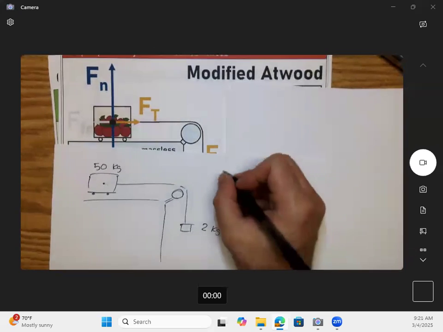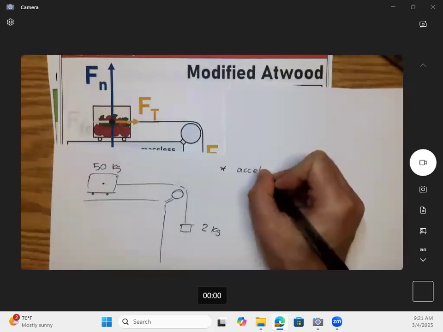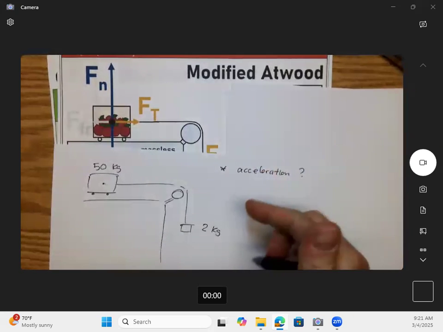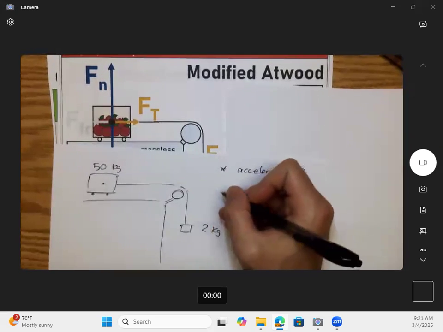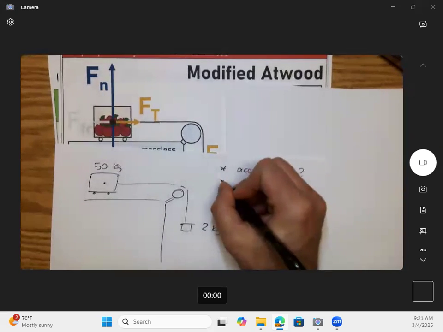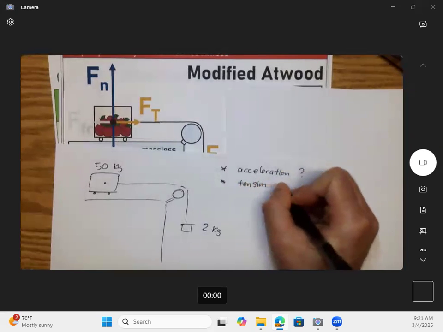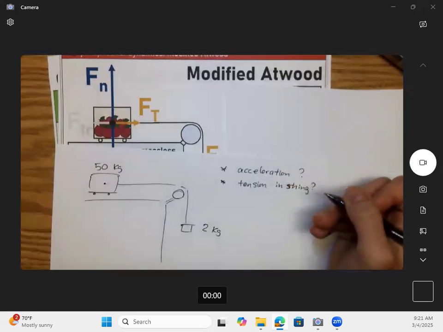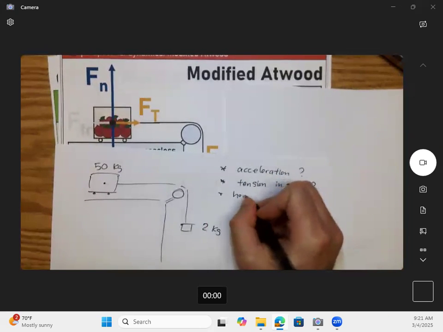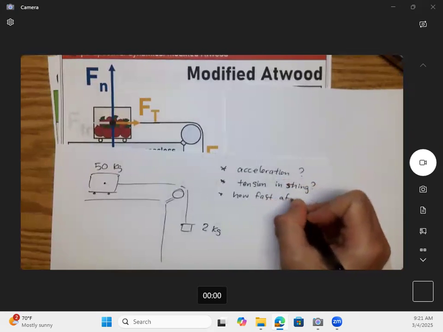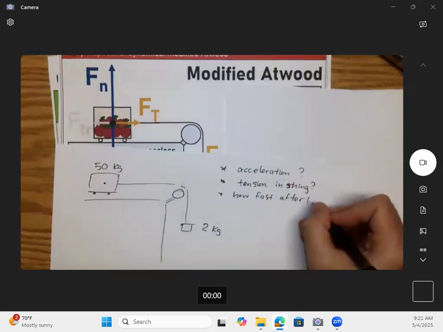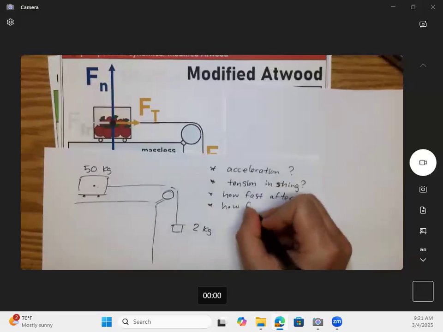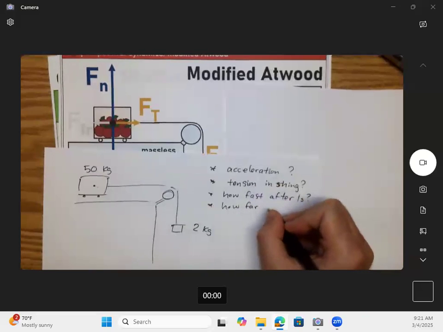So, what is the acceleration? Well, I'll just say acceleration. You guys get it, right? Downward acceleration of the falling block or so on. What were the other questions there? What's the tension in the string? Acceleration, tension in the string. How fast after 1 second? How far after 1 second?